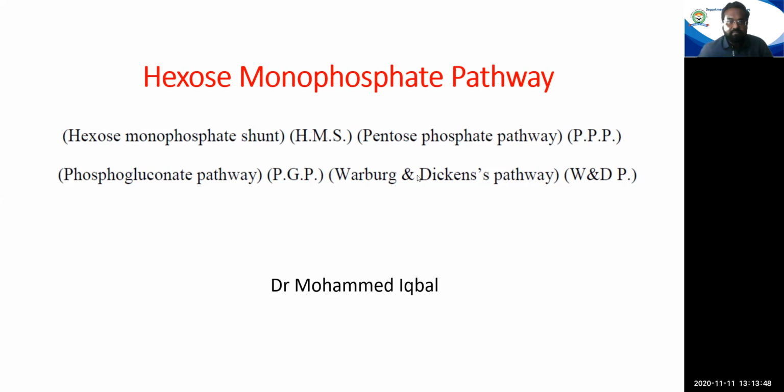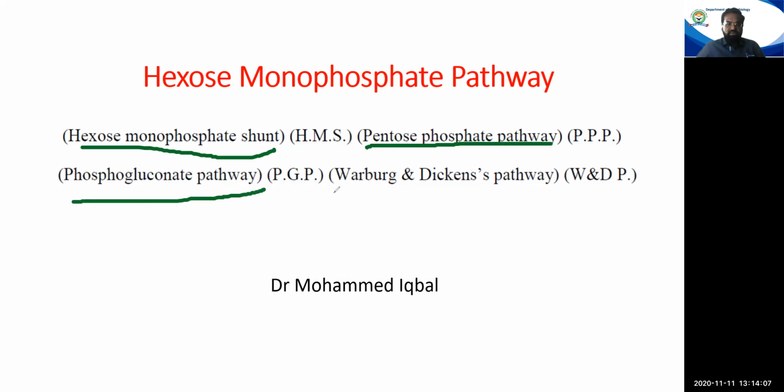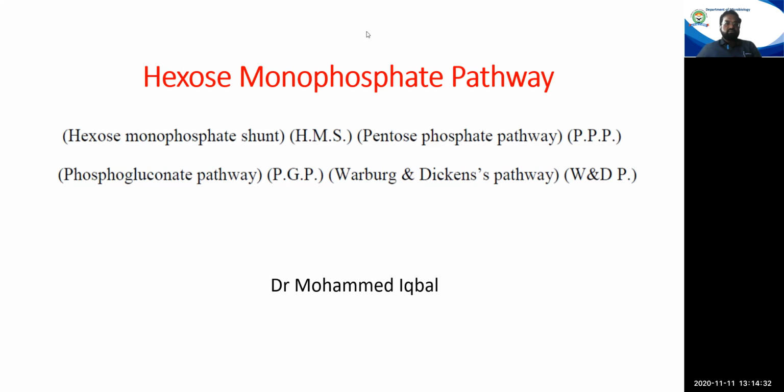like your hexose monophosphate shunt, in short referred to as HMS, or pentose phosphate pathway, PPP, or phosphogluconate pathway, PGP, or based on the names of the biochemists who described this pathway for the first time, the Warburg and Dickens pathway, W&D pathway. So all these names, be it hexose monophosphate pathway, hexose monophosphate shunt, pentose phosphate pathway, phosphogluconate pathway, or the Warburg and Dickens pathway, all these are one and the same thing.